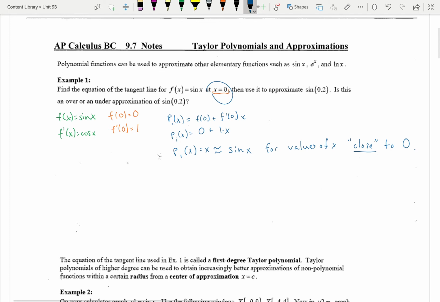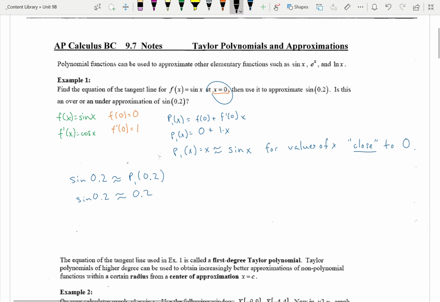So we know that the sine of 0.2 is approximately equal to p1 of 0.2. Well, that means that the sine of 0.2 is approximately equal to, well, I'm just going to replace this x with 0.2. I'm going to get 0.2. Oh, well, that's interesting enough. All right, so how do we determine whether this is an overestimate or an underestimate?